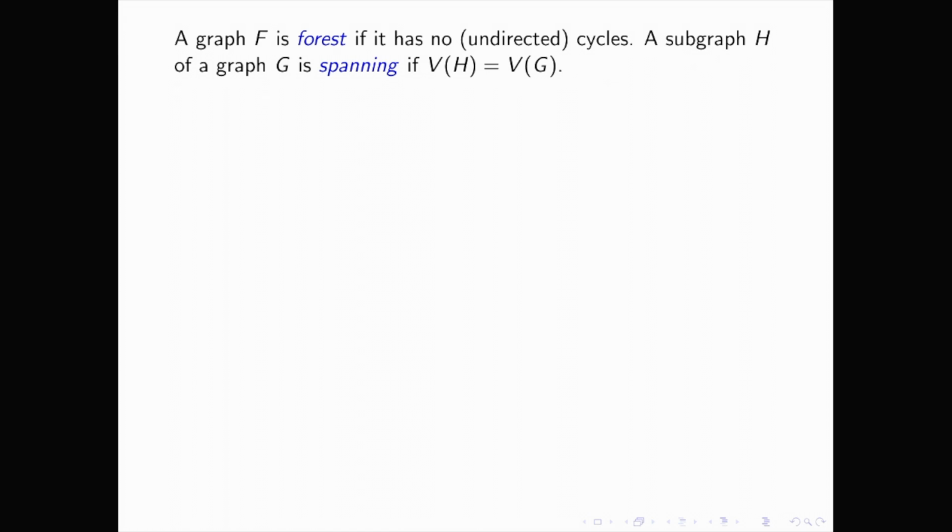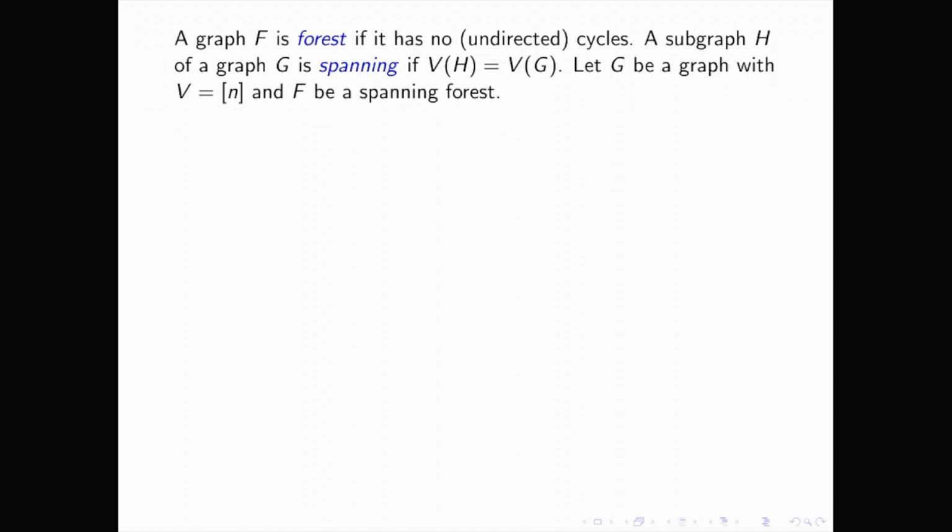And then we also need to know what it means for a subgraph of a graph to be spanning. Well, a subgraph is just you take your graph and take some subset of the vertices and some subset of the edges. That subgraph is spanning if you always take all the vertices of your graph to be in the subgraph. So basically, in a spanning subgraph, you're just taking a subset of the edges. All the vertices are always there.